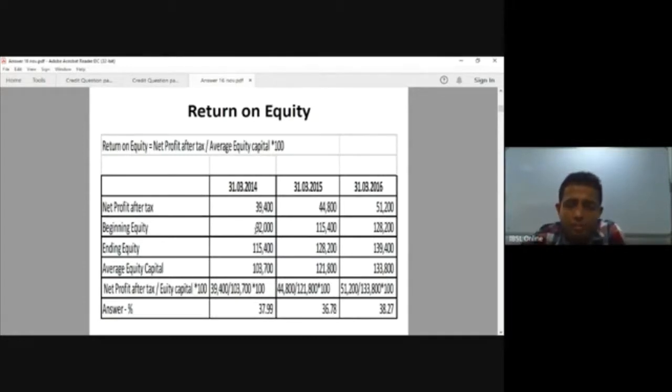Equity means whatever the entitlement for the shareholders, right? Entitlement of the shareholders will comprise mainly of two parts, that is stated capital and the reserves. Stated capital and the reserves, right? We'll go to the balance sheet in 2014, 2015 and 2016 and try to calculate the beginning equity and the ending equity. Here I mentioned equity means stated capital plus reserves.